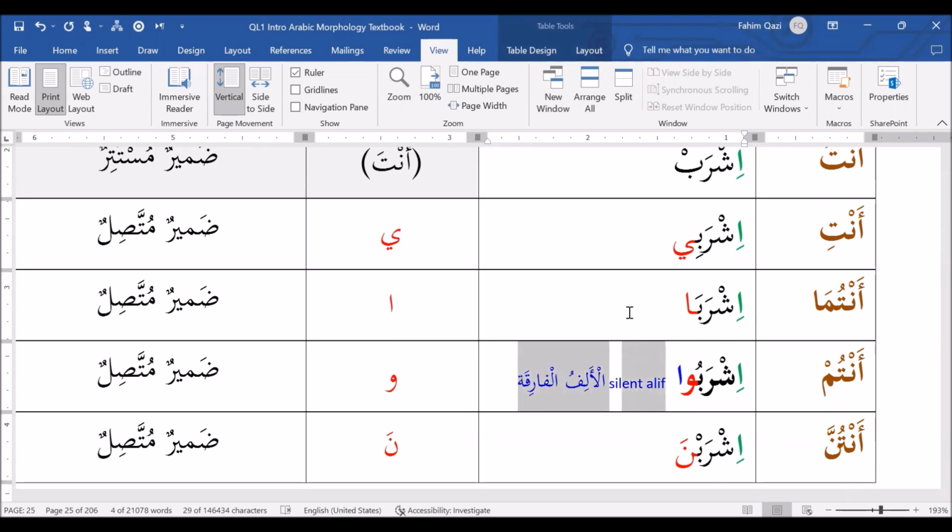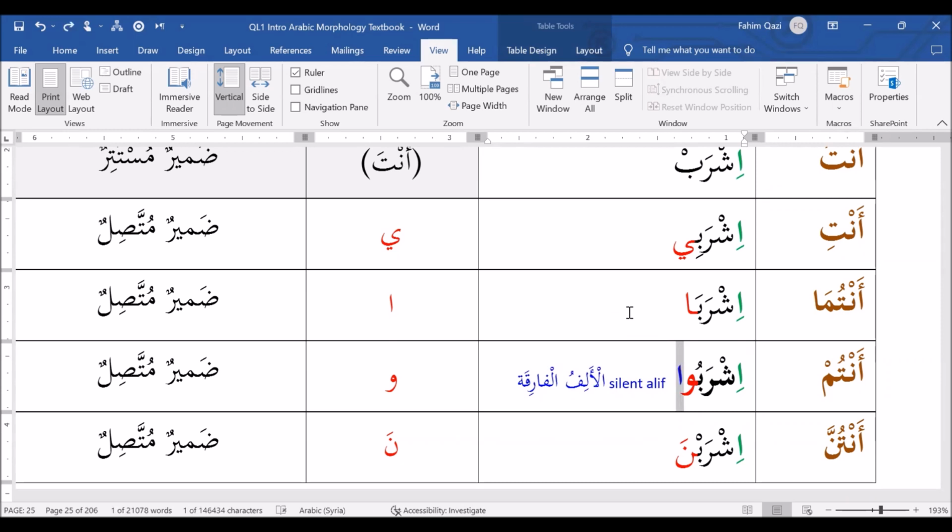This alif we've seen before, right? When was the last time we saw al-alif al-fariqa? That's right, we saw it in al-fi'l al-madi. So it's the same blue alif, and it's silent, and it's called al-alif al-fariqa. It's written but not pronounced, so you'll never hear it. You don't say ishrabuwa, that's wrong. You just say ishrabu, as if it's not there.